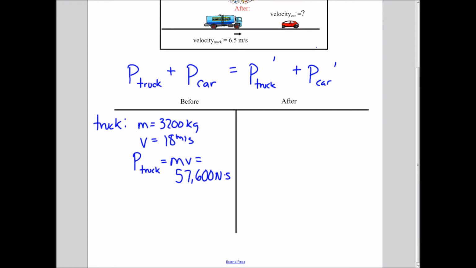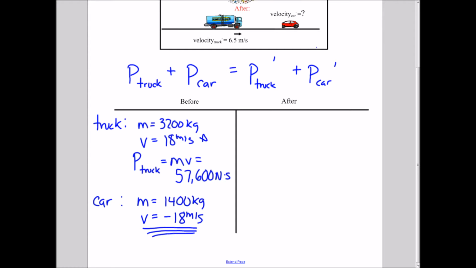Okay. Now what I'll do is calculate the momentum of the car. The car has a mass of 1,400 kilograms, and it has a velocity of negative 18 meters per second. Okay, so this step right here, guys, I can't underscore how important this step is. The car is going in the other direction from the truck, so you have to make its velocity negative to show that it's going the other way.